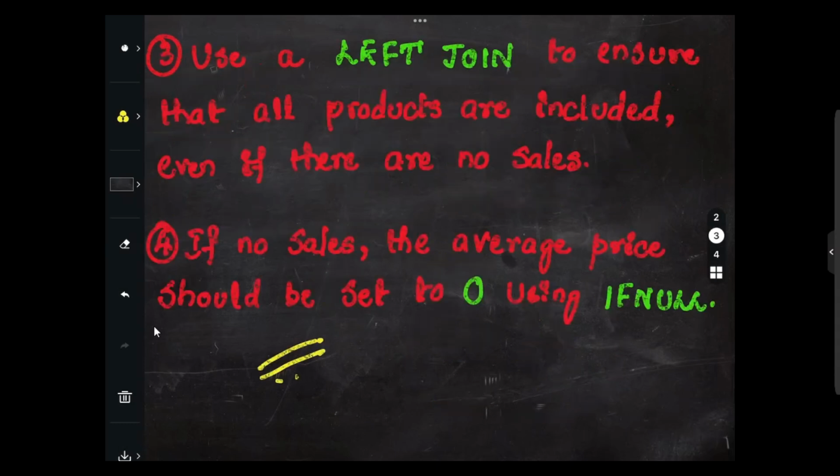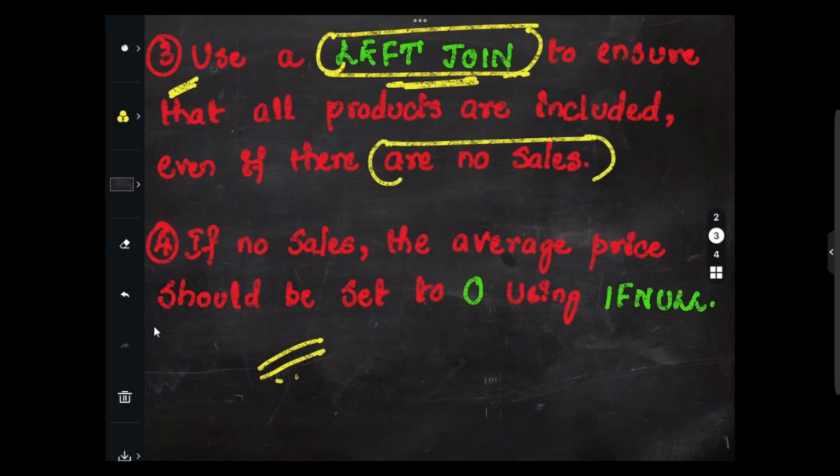This is very important, right? So let's come to the third step here. We will be making use of a left join. Why will we make use of the left join here? To ensure that all the products are included even if there are no sales. So we are including everything here, right? That is the reason we'll be making use of the left join. Just keep this in mind as well.